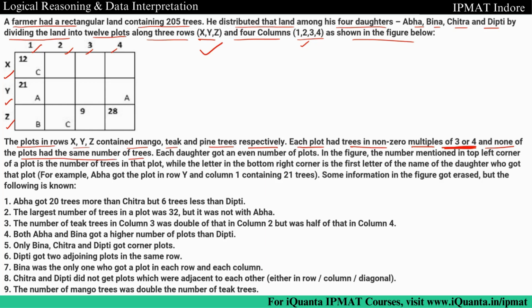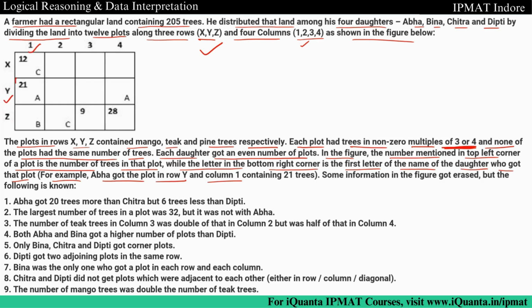Each daughter got an even number of plots. Again, this is one more condition that we have to take care of. Every daughter will get an even number of plots. In the figure, the number mentioned in the top left corner of a plot is the number of trees in that plot, while the letter in the bottom right corner is the first letter of the name of the daughter who got that plot. For example, Abha got the plot in row Y and column 1.